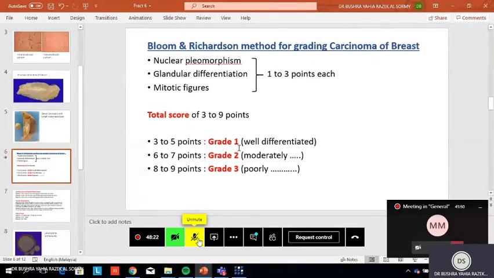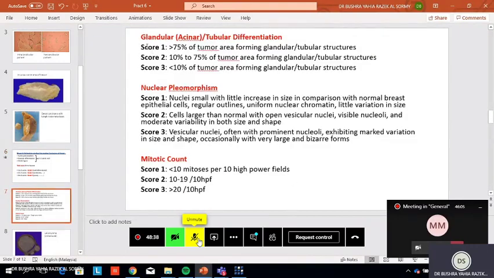3 to 5 is grade 1. 6 to 7 points is grade 2. 8 to 9 is grade 3. Okay, so grade 1 is well differentiated, grade 2 moderately, grade 3 is poorly differentiated. So how to grade? We said score 1, 2, 3, right?